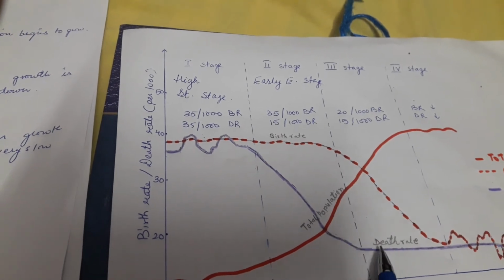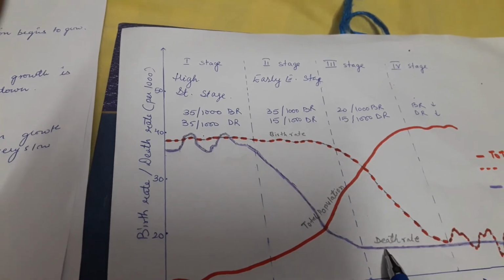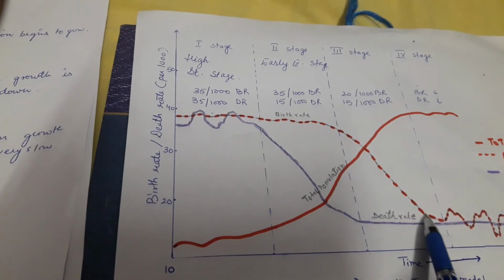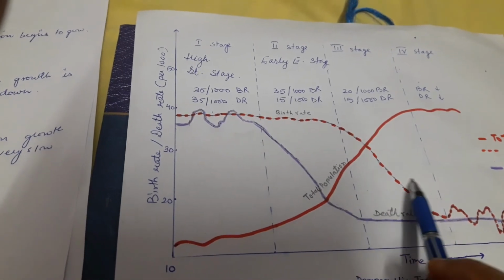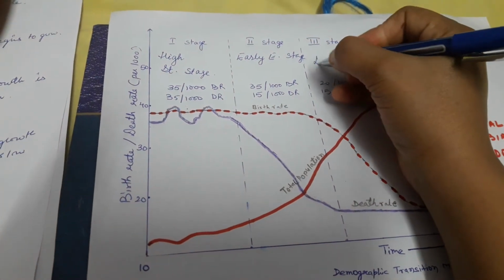have decreased. Now because of this the death rate has become low and the birth rate has become low. Now what is the last stage? This is known as the late expanding stage.